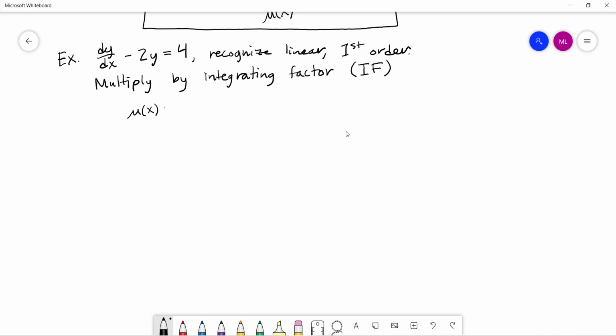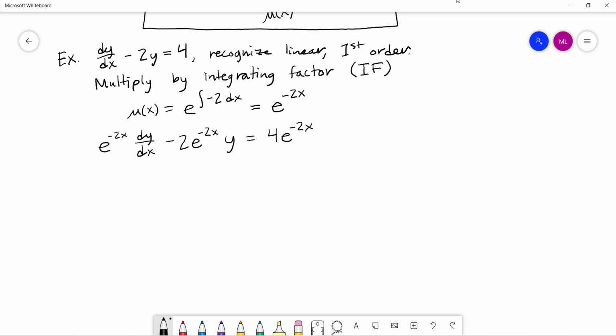So what is our integrating factor? Our integrating factor, mu of x, is going to be e to the integral of p of x. What is our p of x? It's -2 times dx. And so in doing that, what is the integral of -2 dx? Well, that's just going to be e to the -2x. So there is my integrating factor, e to the -2x. I'm going to multiply this entire equation by e to the -2x, and we'll see what happens. So I'm going to have e to the -2x times dy dx, and then I'm going to have -2e to the -2x times y, and that's going to be equal to 4e to the -2x.